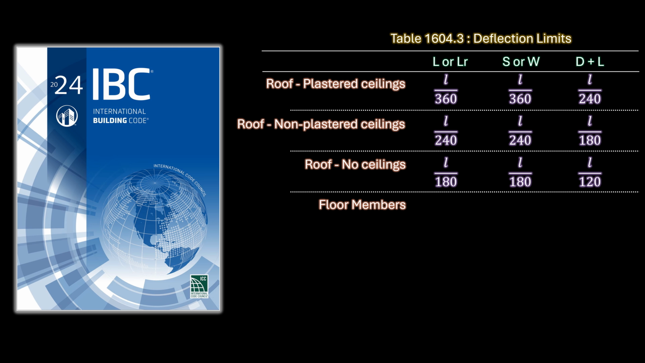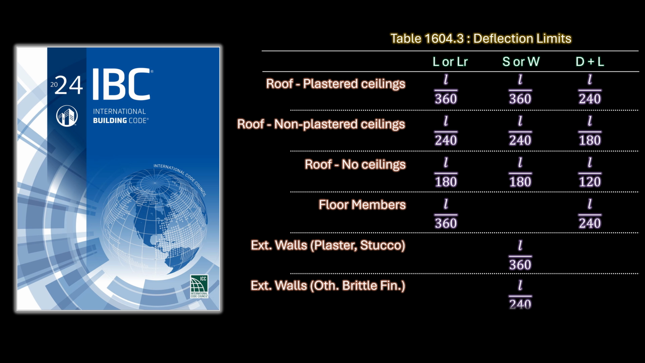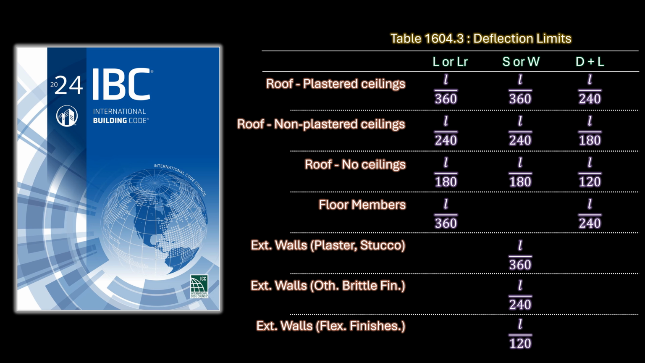Floor members have a floor live load deflection limit of L over 360 regardless of the finish material. When considering the effects of long-term loading including dead loads, the limit is L over 240. Exterior walls with plaster or stucco finishes are limited to L over 360 under wind loads. At the same time, exterior walls with other brittle finishes are limited to L over 240 and L over 120 when considering flexible finishes. Table 1604.3 also provides other deflection limits for interior partition walls, farm buildings, and greenhouses.